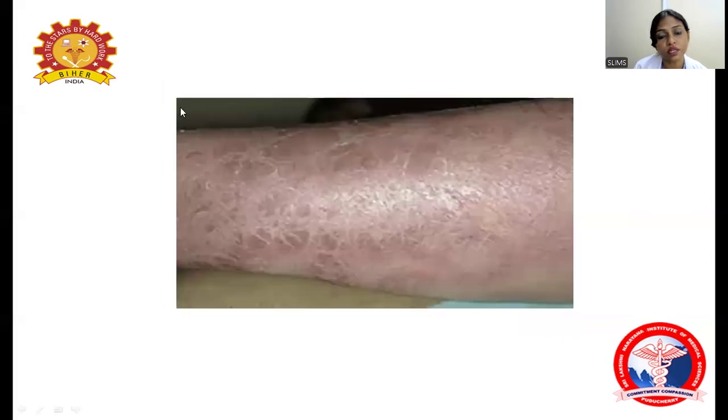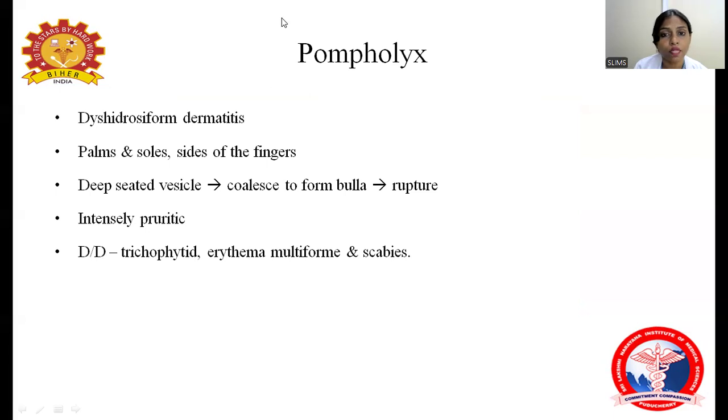Coming to asteatotic eczema, it occurs in elderly patients where there is extreme dryness of the skin due to hypothyroidism or diabetes or consumption of lipid-lowering agents. So the skin becomes dry. It produces a crazy pavement appearance. There are fissures, there is scaling, there is erythema. This is because of cooling of the blood in the lower limbs and because of the incompetent perforators.